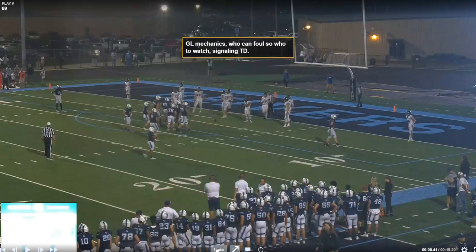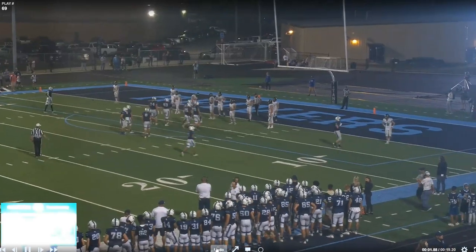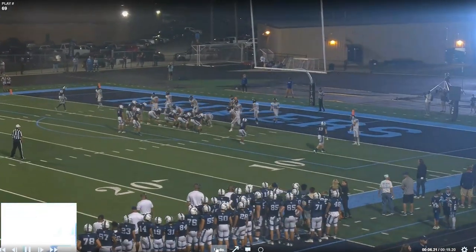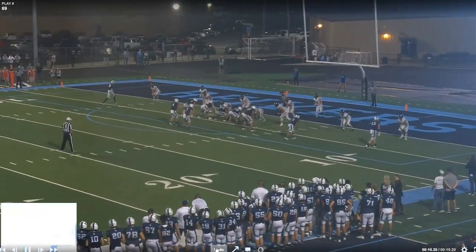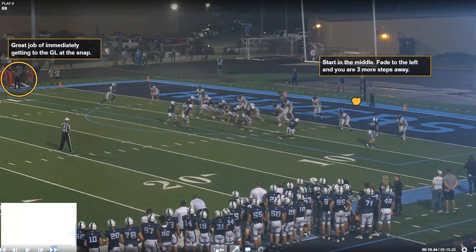Okay, next play. Goal line mechanics. This is a good one. Who can foul, and thus who do we watch, and how do we signal a touchdown? All right, let's watch this play here. First of all, mechanically, we are snapping inside the 10, so we want to release to the goal line. We're snapping inside the 5, so we want to immediately release to the goal line.